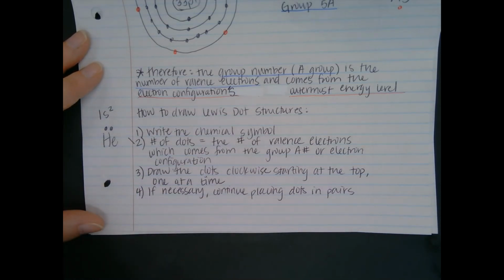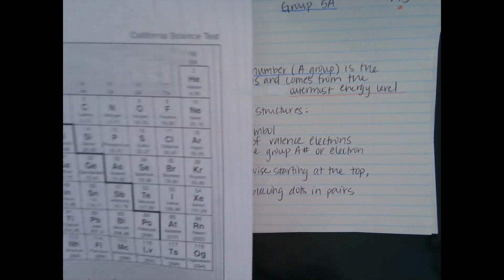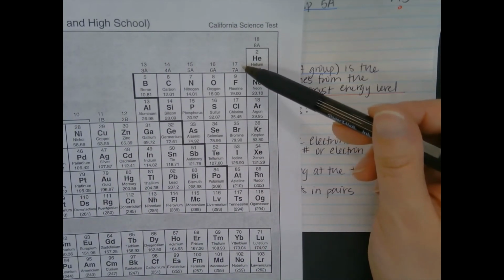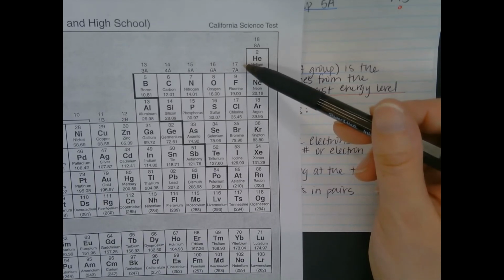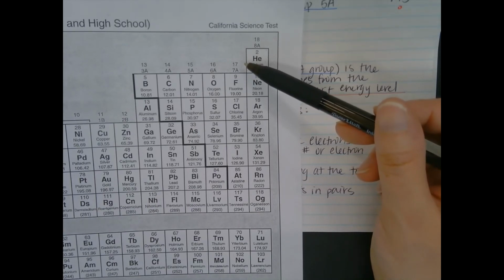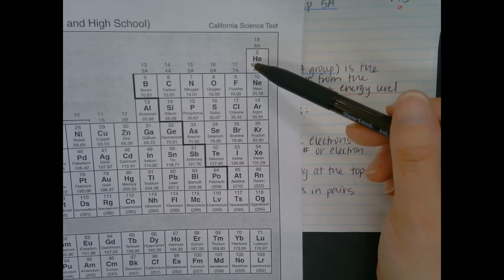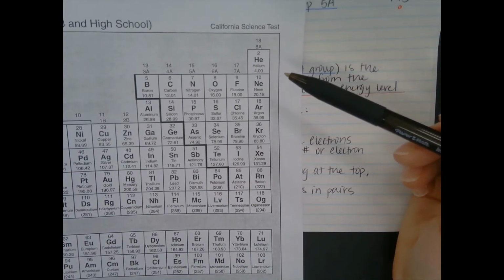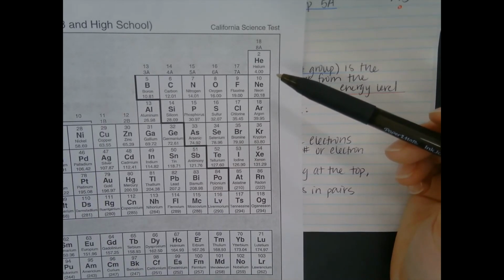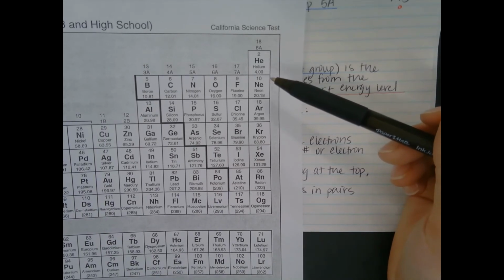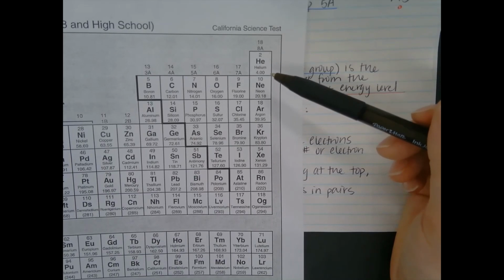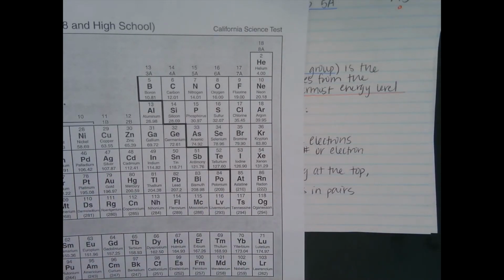Oh, 17. Which one are you looking at? Chlorine? Okay, well, it's in group 7A. So how many valence electrons does it have? 7. So we're only drawing 7 dots. You're only interested in drawing the valence electrons in Lewis dot structures. If we want to see all of them, we'll draw a Bohr model. If I want to see all of the electrons on all of the energy levels, I'll draw a Bohr model. But if I only want to see valence electrons, I'm going to draw a Lewis dot structure.